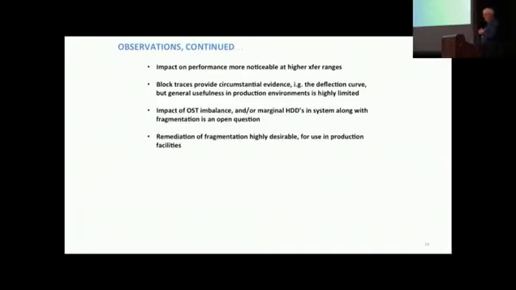So the impact on performance is more noticeable at higher transfer rates. Block traces provide circumstantial evidence, the deflection curve we talked about. This doesn't consider OST imbalance, bad disk drives, marginal disk drives, bad SSDs if you're using those, bad IB cables. There are other things that can contribute to this problem. And so remediation is highly desirable in my opinion.